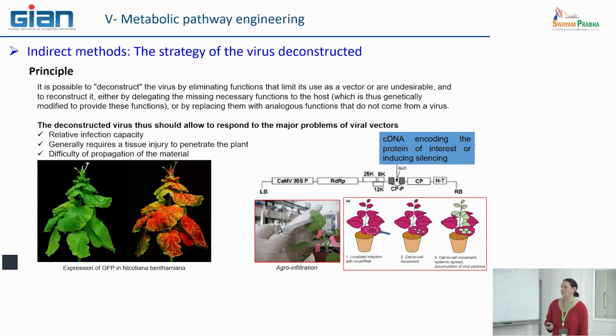Here it's, for example, an expression of a not very interesting gene. It's a selected marker gene that encodes a green fluorescent protein. This is a useful selective marker because we put our plants under UV, and if this gene is expressed, they can fluoresce in green. And here you can see that this is Nicotiana benthamiana, I think.